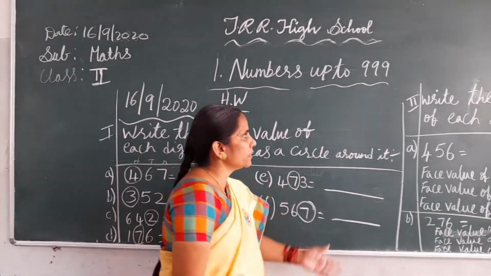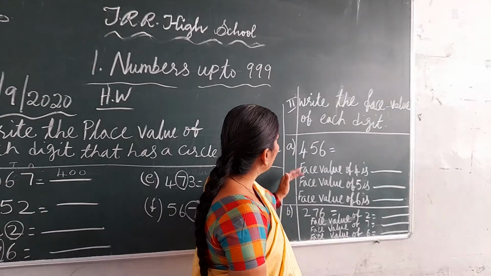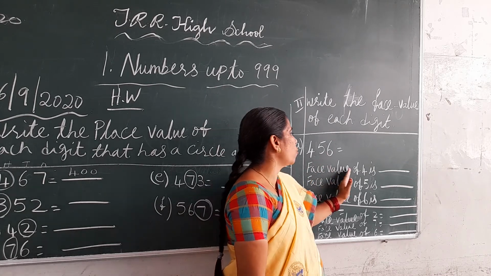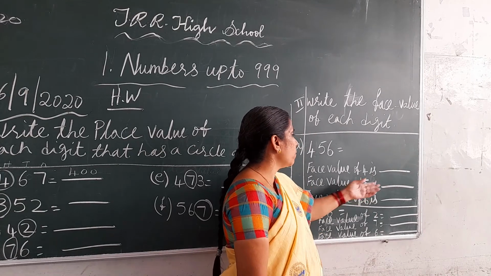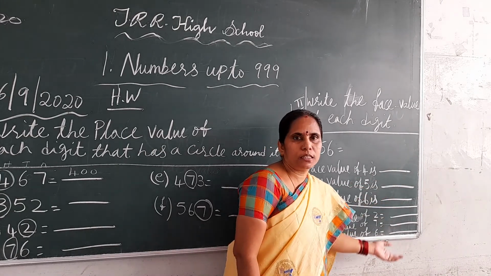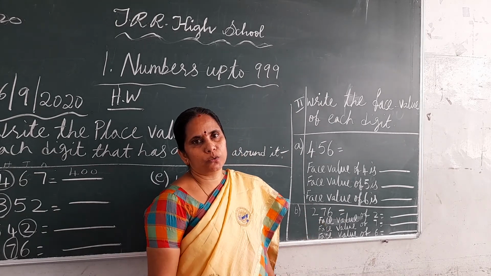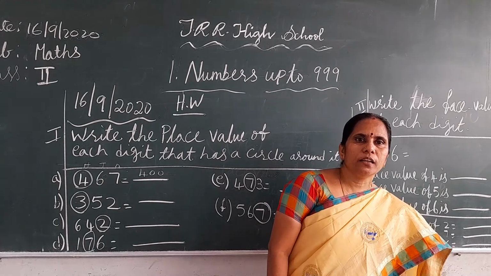Okay. Now coming to the second part. Write the face value of each digit. Here I gave you 456. What is the face value of 4? You write here. 5 also the same. 6 also the same. Like that, another second number also again. Do this also. And in the Zoom class, I will check your homework. Okay children? Thank you.